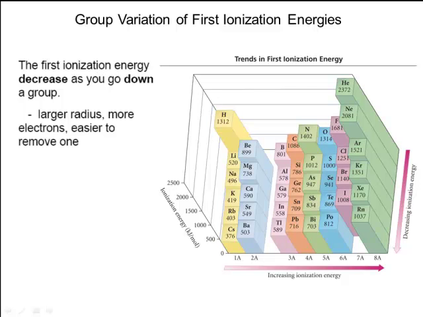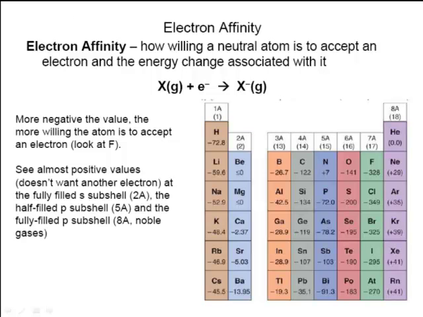So because we have more and more electrons and a larger radius, it's going to be easier to take one of those electrons away. Okay, another thing we have to consider is something called electron affinity. Electron affinity is basically how willing a neutral atom is to accept an electron. Ionization energy was forming cations; electron affinity deals with forming anions. These are exothermic processes, which means electron affinities are reported as negative values. More importantly, the more negative the value, the more willing the atom is to accept an electron.